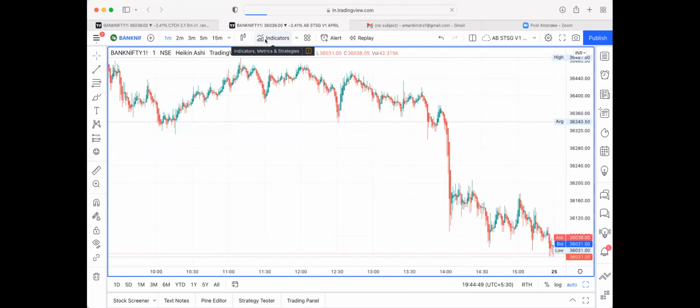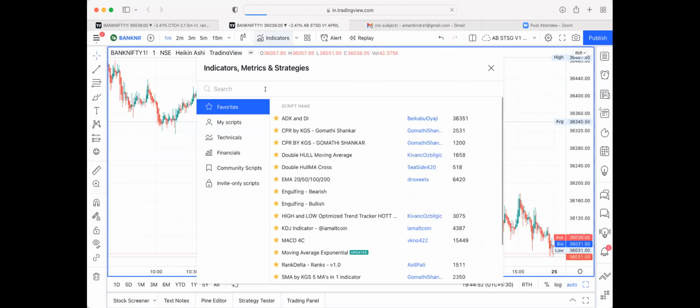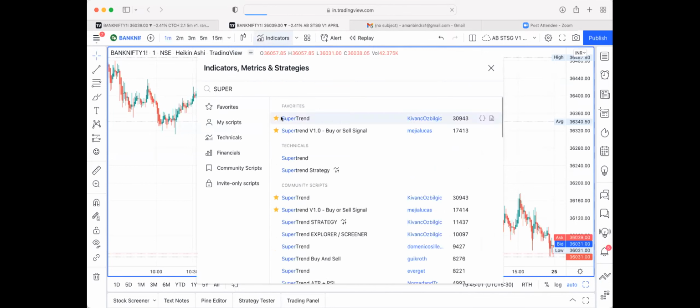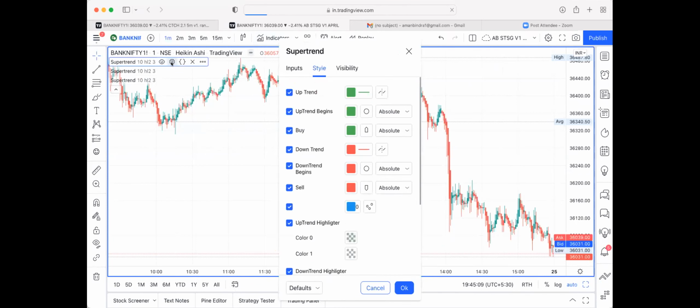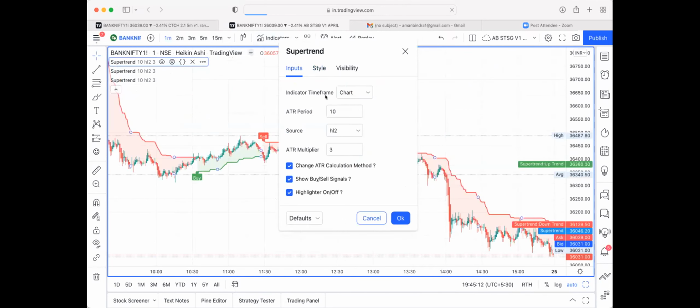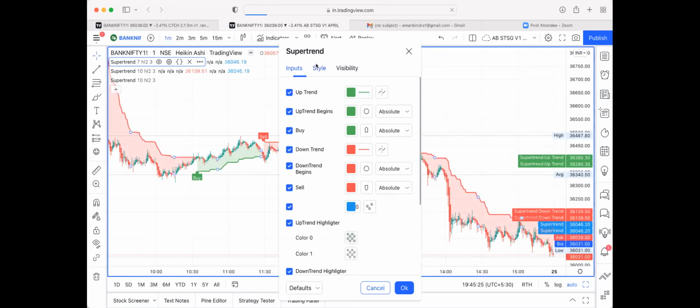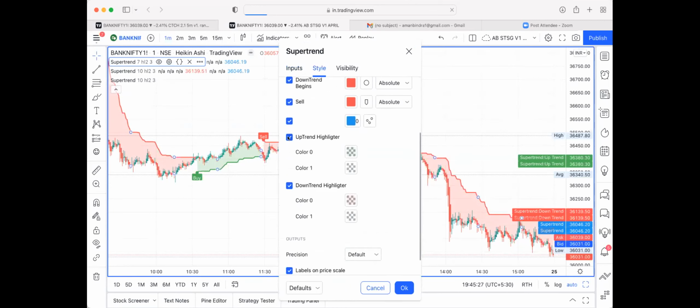So guys, we are using several indicators today. First indicator is Supertrend by Kivanc. So you have to select it 3 times. And we have to change the settings for this. In the first Supertrend, we have to keep a setting 7-3. And we need to turn the highlighter off. And then in style, we will go and uncheck uptrend and downtrend. Rest all will remain same.